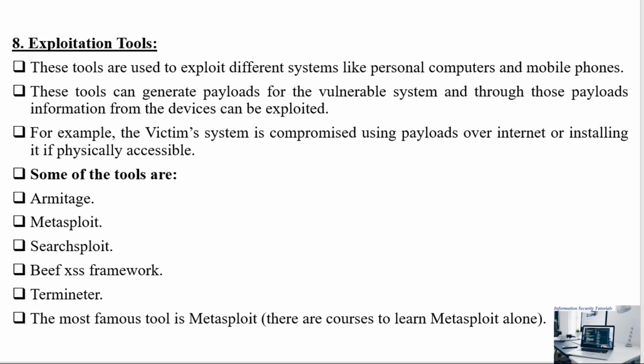Another category is exploitation tools. These tools are used to exploit different systems like personal computers and mobile phones. These tools can generate payloads for the vulnerable system, and through those payloads information from the devices can be exploited. For example, the victim's system is compromised using payloads over the internet or by installing them if physically accessible.